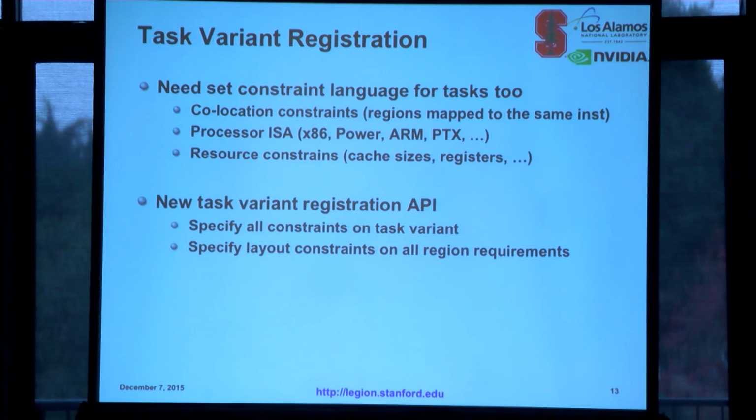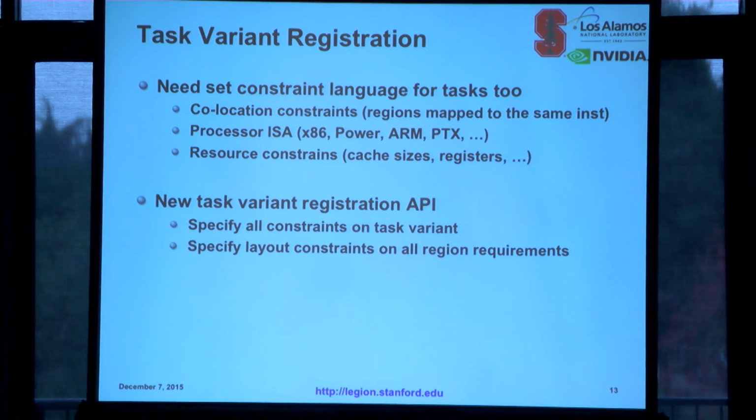The other thing that comes with this is that now you're actually going to specify these constraints when you register your tasks. Every time you register a new task variant for your tasks, you're going to have to specify all of your layout constraints that are assumed by your task. And you'll also get to specify all the constraints on what assumptions you're making about the hardware you're targeting, how many resources you expect, what co-location constraints you have, and so forth.